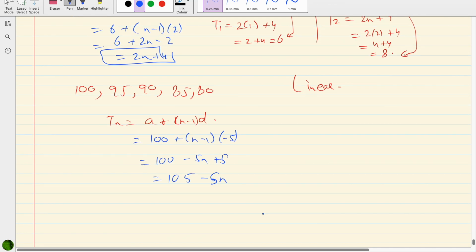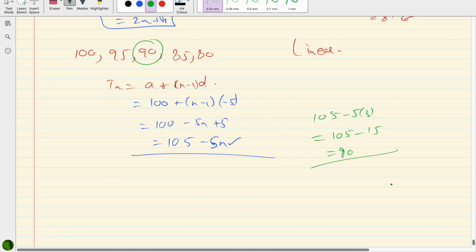Now this is already done, but we do check it in exam with any random two numbers. Let's say I'm checking for third one. So 105 minus 5 into 3 is 105 minus 15, and I get 90. And let's say I'm checking with the fifth one. So 105 minus 5 into 5. 105 minus 25, and we get 80.